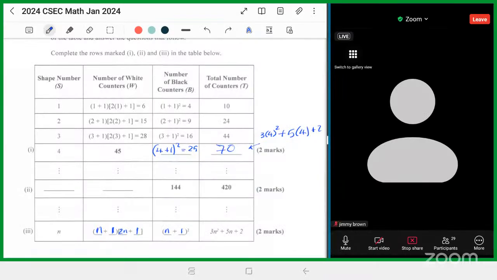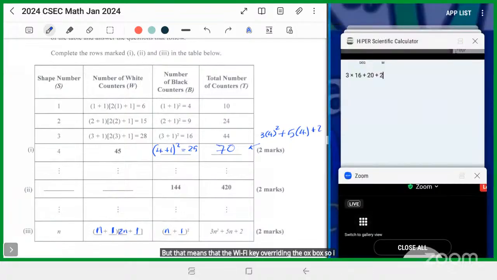But that means that the Wi-Fi keeps overriding the hotspot. So I might have to disable the Wi-Fi in a minute.